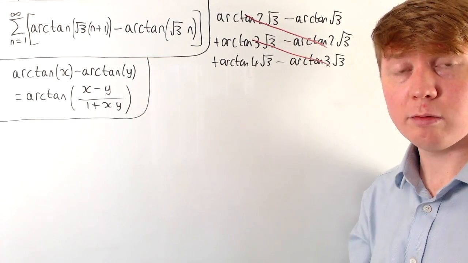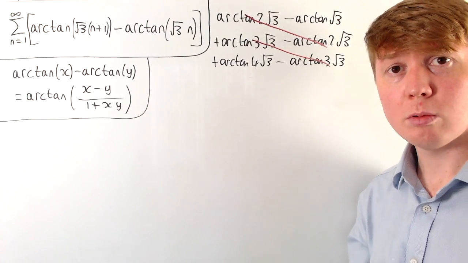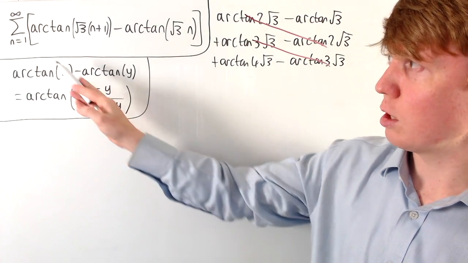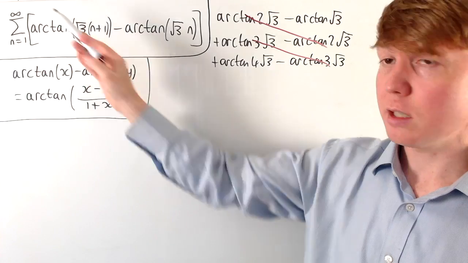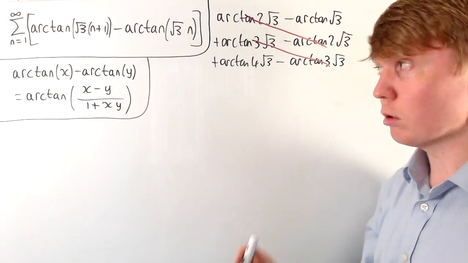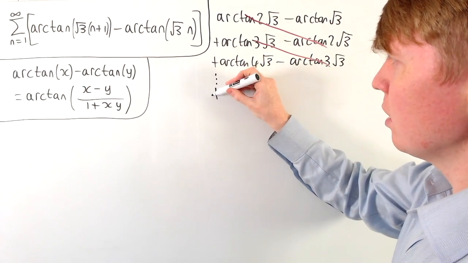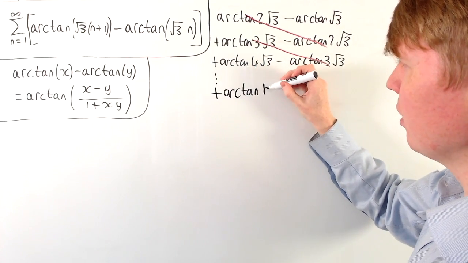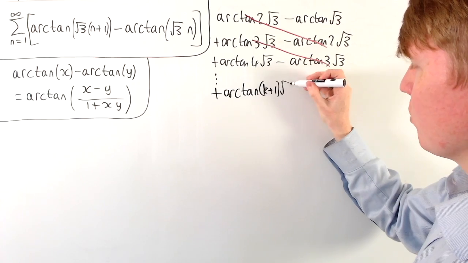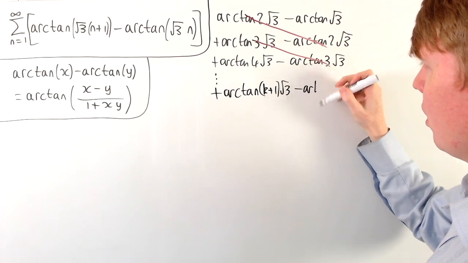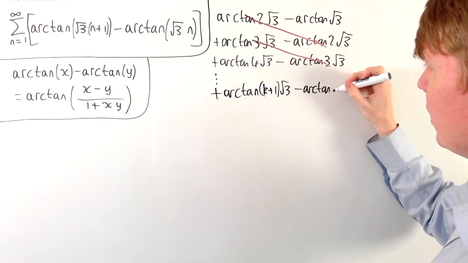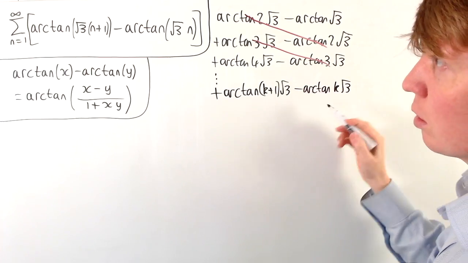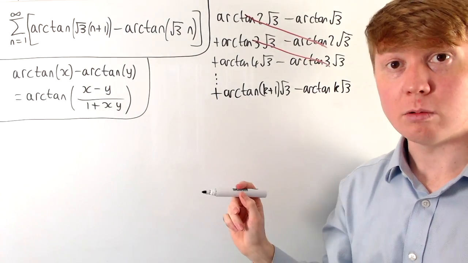So we need to be very careful about how we approach this. So we'll actually start just by evaluating the sum from n equals 1, instead of going up to infinity, we'll go up to a certain value k. So we take our sum all the way up to the kth term, so we've got arctan (k plus 1) times root 3 minus arctan of k root 3. So this is just going up to the term where n is equal to k.